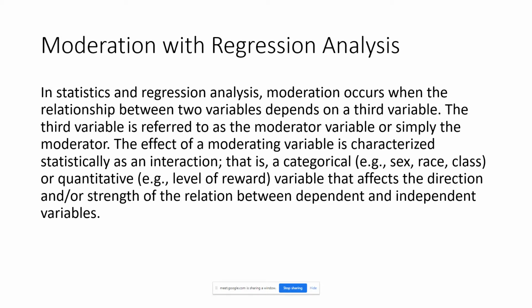A moderating variable, also called a moderator variable or simply M, changes the strength or the direction of an effect between two variables, the independent and dependent variable. In other words, it affects the relationship between the predictor and the criterion variable. A moderating variable can be qualitative, which is non-numerical values, and quantitative, which are of course numerical values.